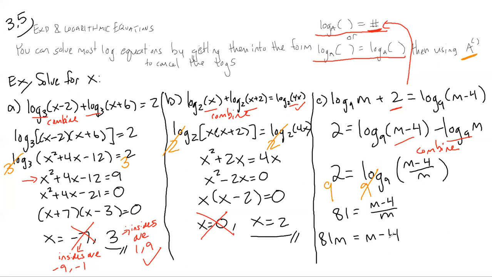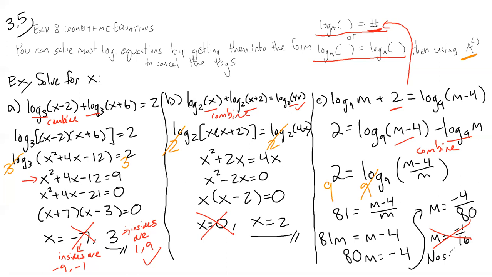And it looks like we're going to get some kind of ugly fraction, but it's not the end of the world. 80m equals -4. So m is -4 over 80, which should be -1 over 16, but we are going to reject that answer because of both domains. That's not going to work for us. So there's no solution there, none at all.